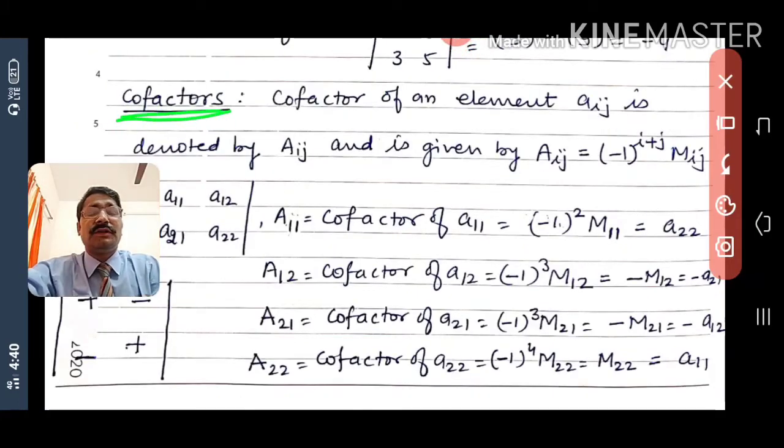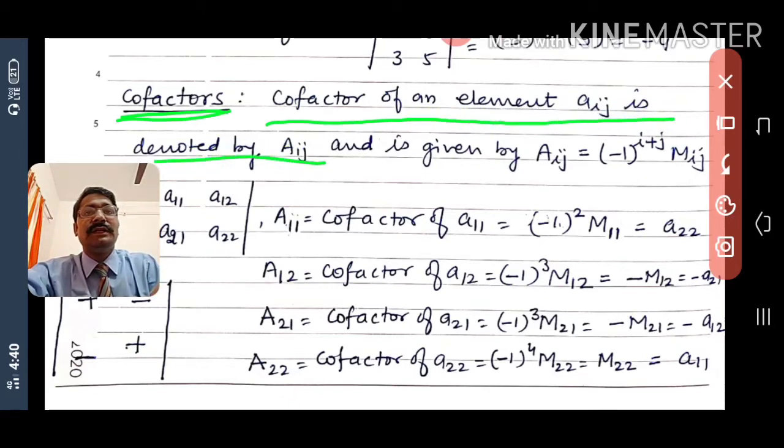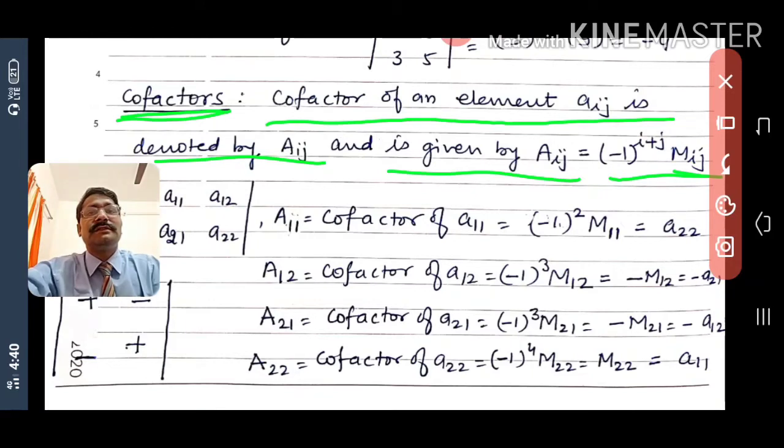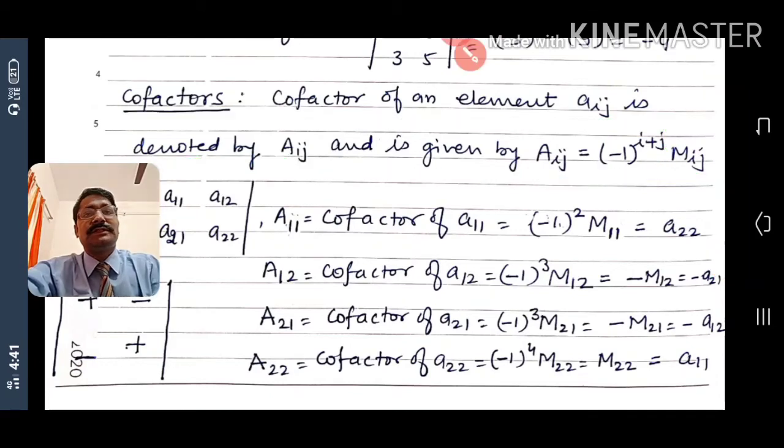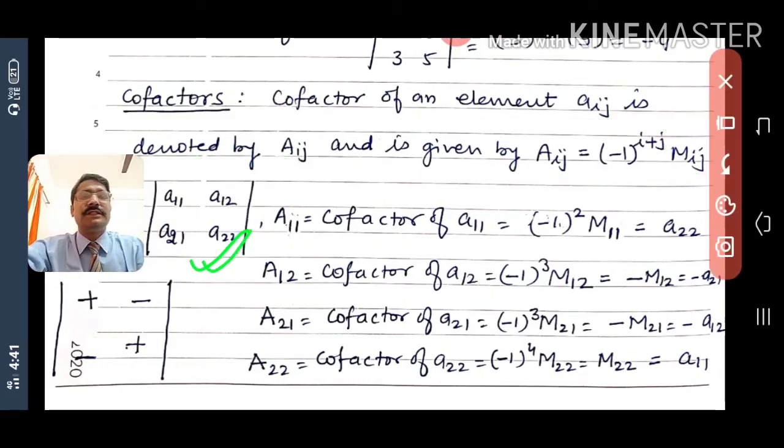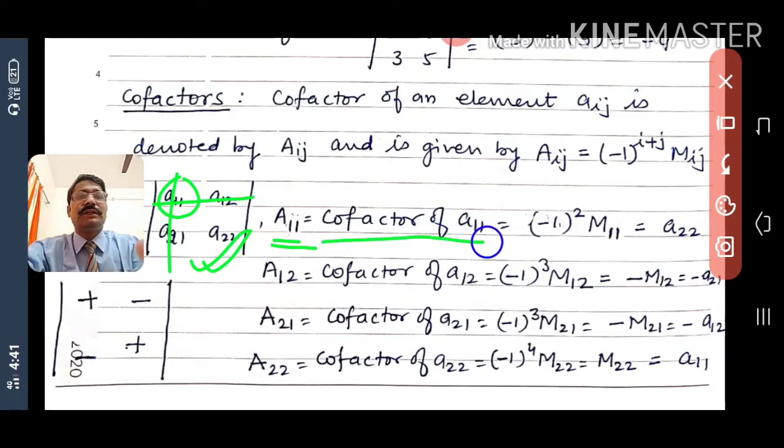Called cofactors. Now what are the cofactors that we have to understand? Cofactor of an element Aij is denoted by Aij, and it is given by Aij equal to -1 power i plus j and Mij. This is the same as the minor, only the minus sign extra will be here. So how we get the extra sign, that we have to understand here. A 2 into 2 determinant is given to you, and you have to find the cofactors. First cofactor will be A11. A11 means first row and first column element you will take, that is cofactor of A11, and that is equal to 1 1 sum is 2, so -1 power 2, and that is M11. M11 is here A22, so A22 you can write.